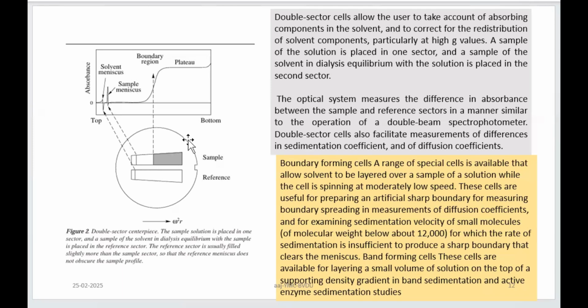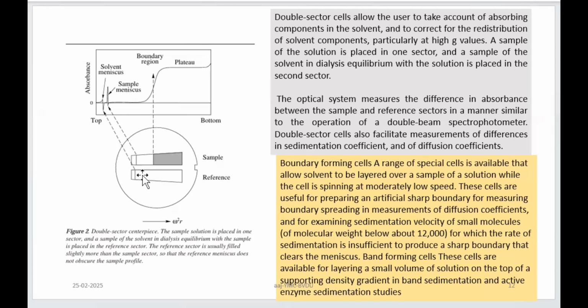Initially what you have is the sample meniscus, solvent meniscus, and the boundary region, and that is going to be expressed in terms of a graph. The graph would look like this. This optical system is measuring the differences in the absorbance between the sample and the reference sector. So this is the sample, this is the reference sector.